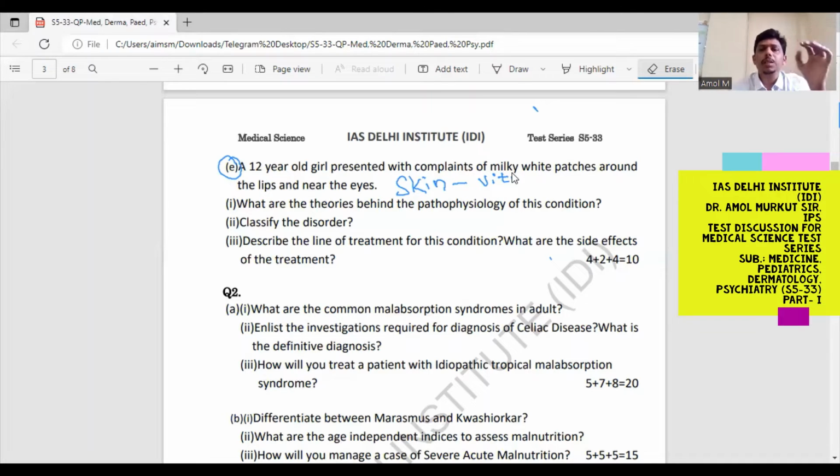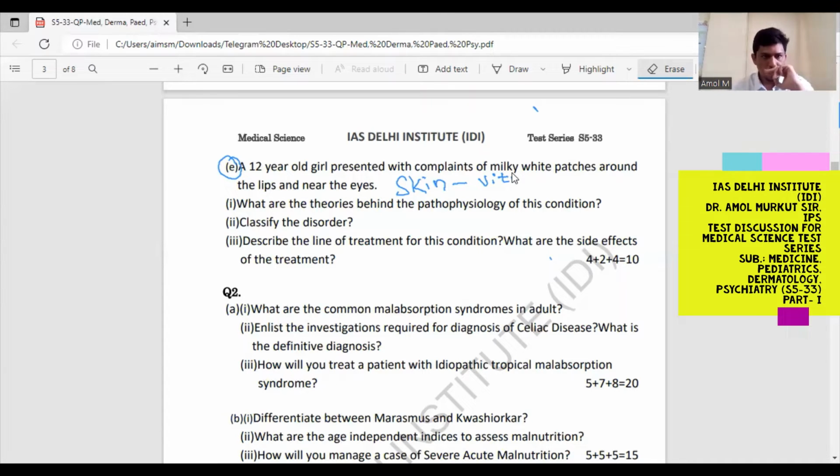So understand what few people have done. They have written the pathophysiology of the autoimmune hypothesis of vitiligo. But you have to write the theories, all 3 theories. Okay, neuronal, then autoimmune, then genetic. Okay, and explain these in one line.